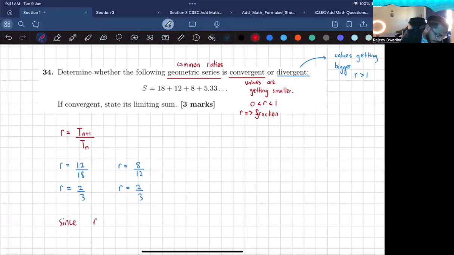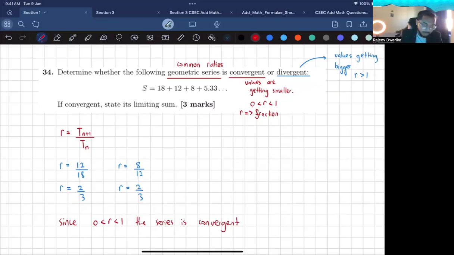Since r, I need to put a range. Since r is less than 1 but more than 0, Javon, you remember this notation from yesterday? Anytime you see that notation, it means in between two values. Right? So anytime you have this situation, you need to write that the series is convergent.